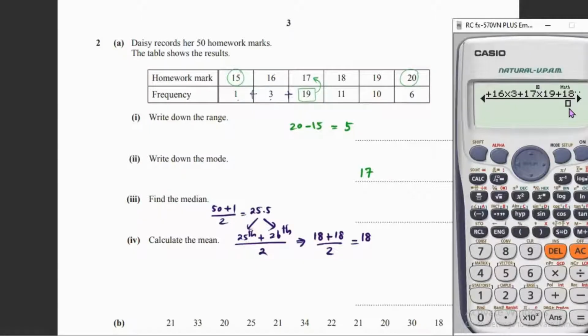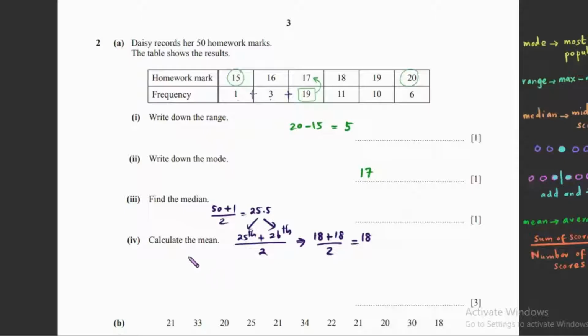I need to multiply them all, add them up, and then I need to divide by the total number of scores. So the total number of scores according to the question is 50. So I need to divide this by 50. When I do that, I get the answer as 17.88. So this 17.88 will be the mean. That's the average of the scores given here. So 17.88.